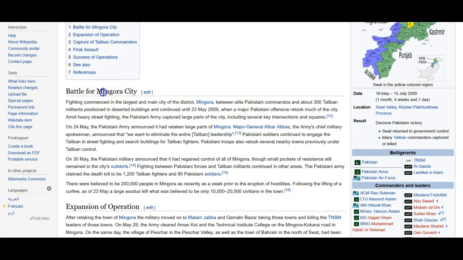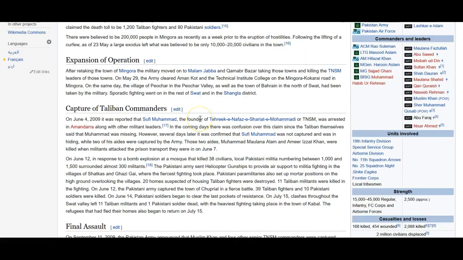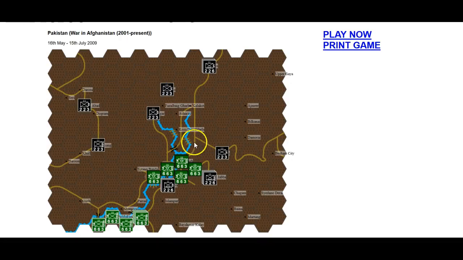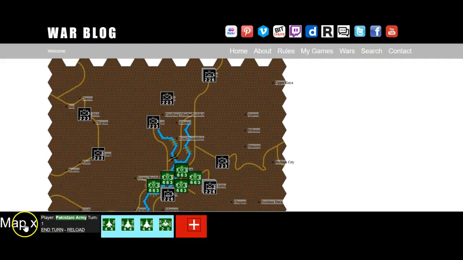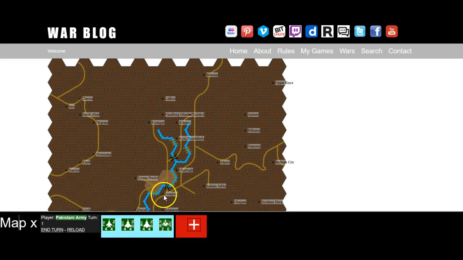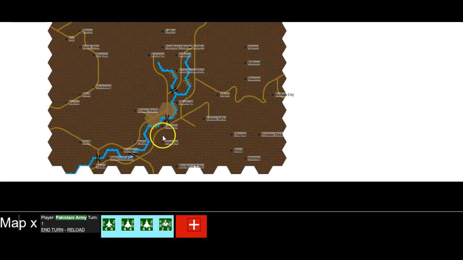So the battle for Mingora city. Now I'm presuming that this is Mingora city in there. So let's have a quick look and see what that is. Yeah, so that's Mingora in there. So we haven't even got a city thing for it. It's just a mountain hex. We've got two hilly hexes over here where you can overstack up to 2.